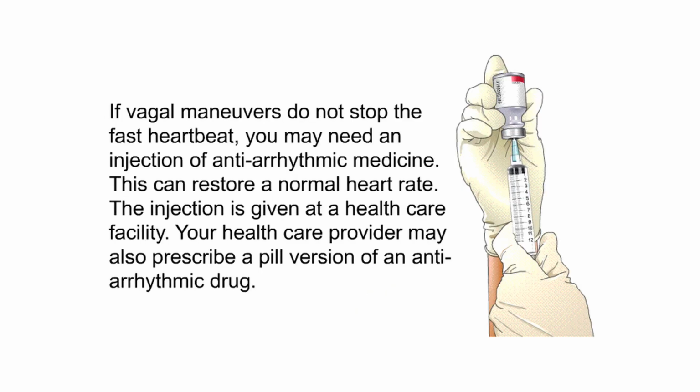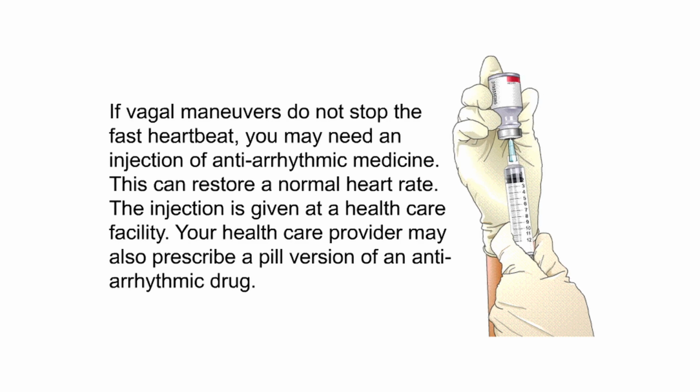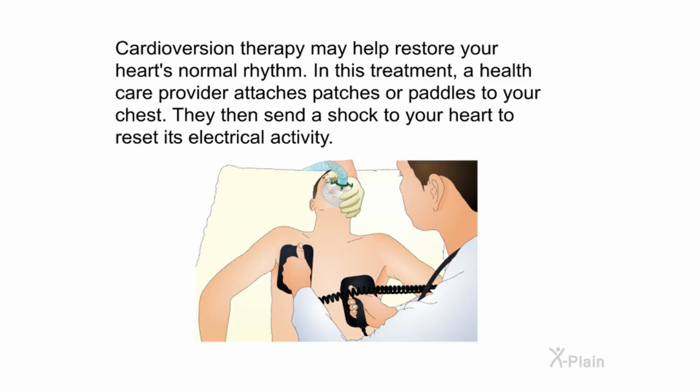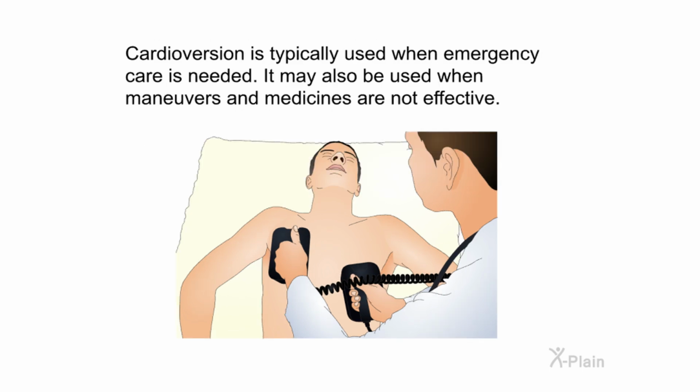If vagal maneuvers do not stop the fast heartbeat, you may need an injection of antiarrhythmic medicine. This can restore a normal heart rate. The injection is given at a healthcare facility. Your healthcare provider may also prescribe a pill version of an antiarrhythmic drug. Cardioversion therapy may help restore your heart's normal rhythm. In this treatment, a healthcare provider attaches patches or paddles to your chest. They then send a shock to your heart to reset its electrical activity. Cardioversion is typically used when emergency care is needed. It may also be used when maneuvers and medicines are not effective.